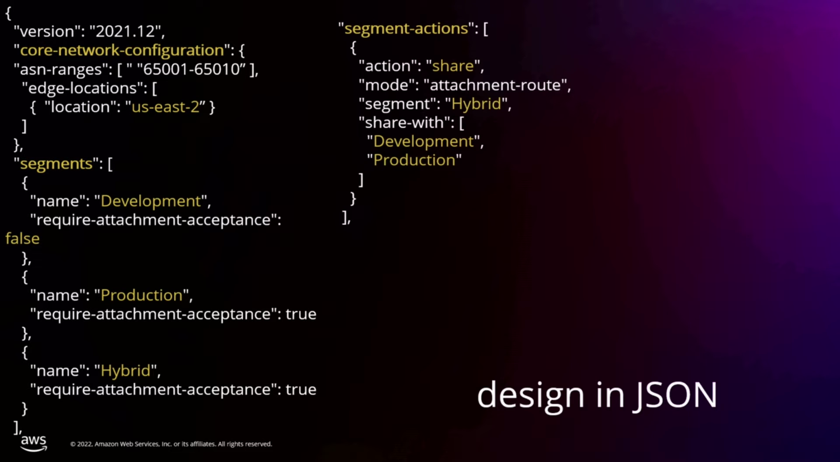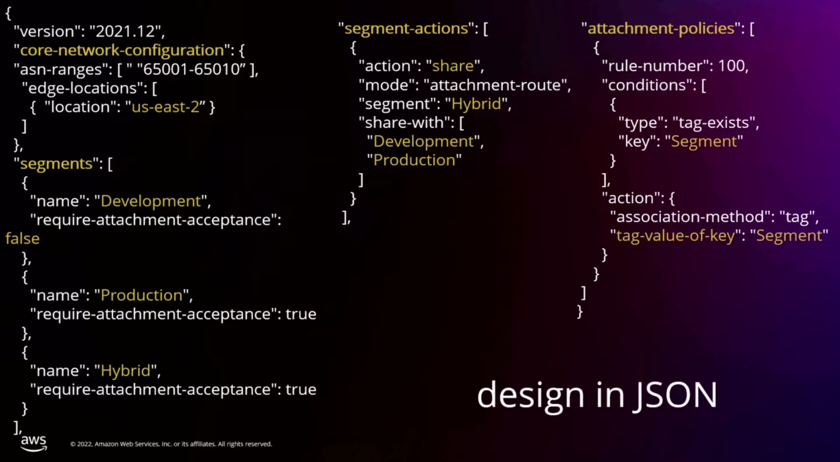We then define segment actions. So here we're defining a share action. So our hybrid segment is shared with our development and production. So any routes that come into the hybrid segment will automatically propagate to our development and production segments, and we'll be able to have that end-to-end communication.